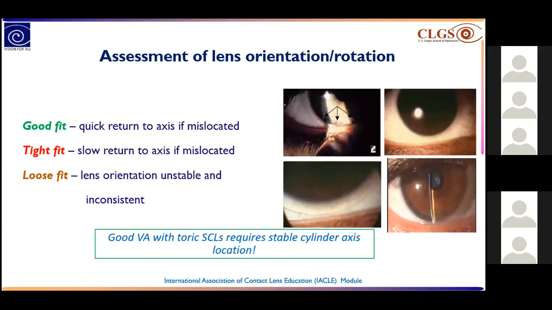So it will be considered an ideal fit if there is a quick return to the axis if it gets mislocated, and a tight fit will be considered if there is a slow return to the axis if it gets mislocated, and a loose fit is when the lens rotation is unstable and inconsistent. So always remember, while doing soft toric contact lens fitting, that good visual acuity with toric soft contact lenses requires a stable cylindrical axis location. If this is not stable, then the patient might not be happy with the lenses.